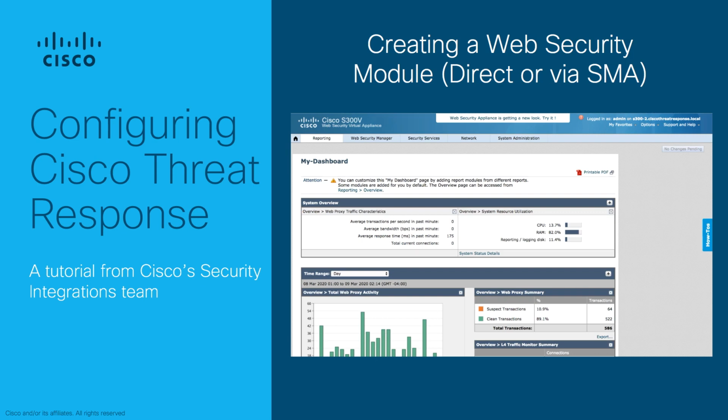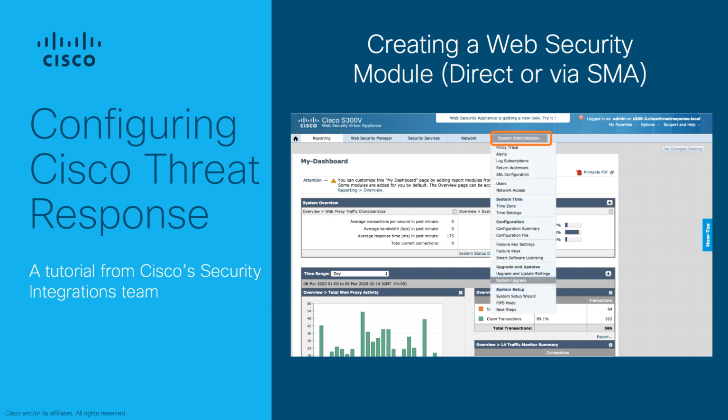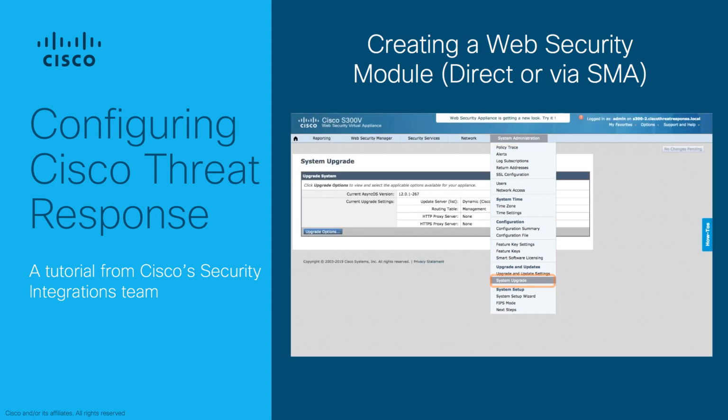Welcome to another episode of Configuring Cisco Threat Response. I'm Adi Shankar from Cisco's Security Integrations team, and in this tutorial, we'll walk through configuring the Web Security module in Threat Response. There are two methods of creating the module, using a standalone Web Security Appliance or using Security Management Appliance, which centralizes the reporting and tracking of multiple WSAs.